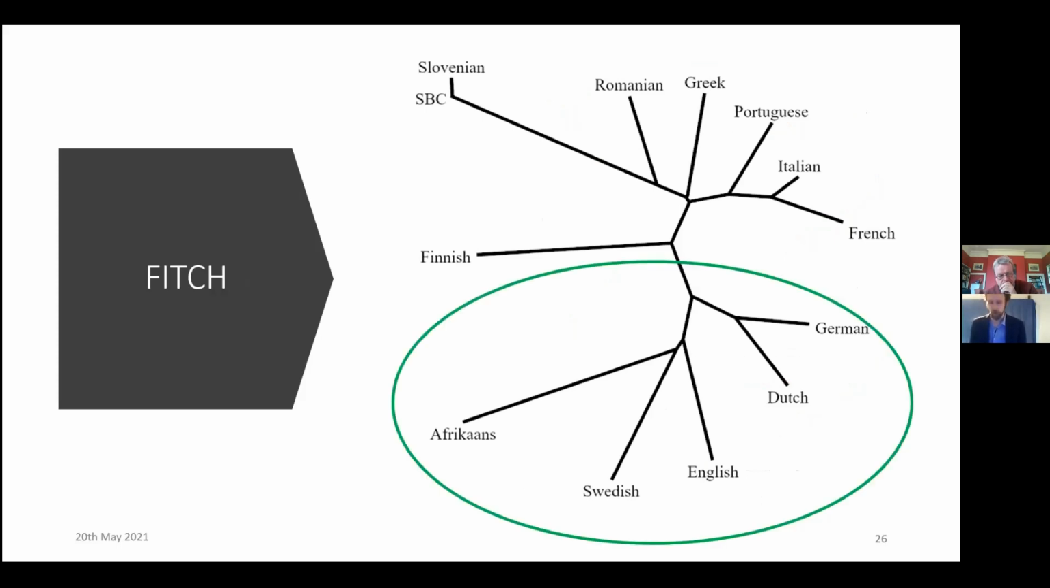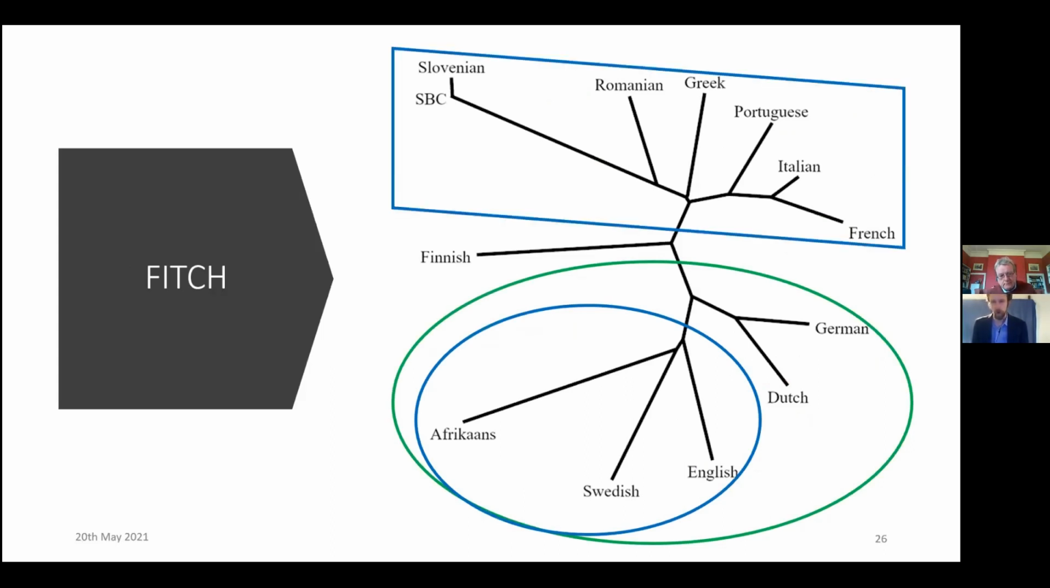So we have a Germanic grouping, it's quite clear there. Within that, Afrikaans, Swedish, with German and Dutch off on their own branch. We then have a sort of general grouping of the rest of Indo-European. Within that, we can see particularly close relationships between the languages in Western Romance, Portuguese, Italian, and French, close relationships between Serbo-Croatian and Slovenian, and then Romanian and Greek also patterning within that. And Finnish, again, off on its own, but again, we do not have a single Indo-European node appearing here.